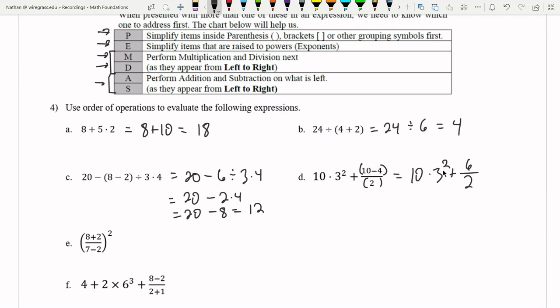Okay, I have exponents here, so that's going to be next. 3 squared is 3 times 3, which is 9. And then I have multiplication and division, so I want to do that next. 10 times 9 is 90. And 6 divided by 2 is 3. And of course, 90 plus 3 is 93.